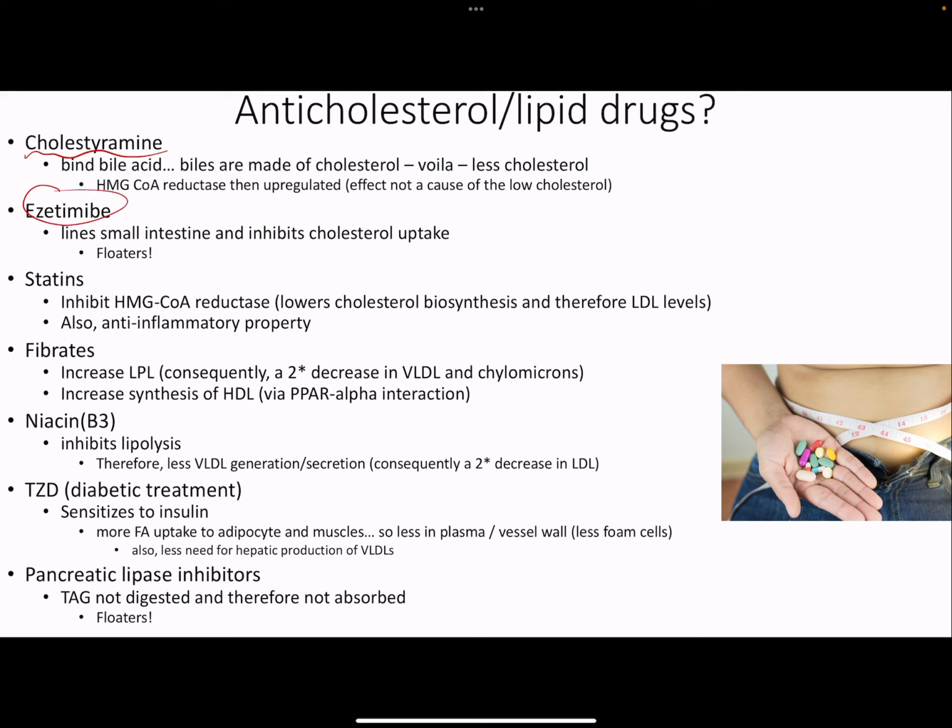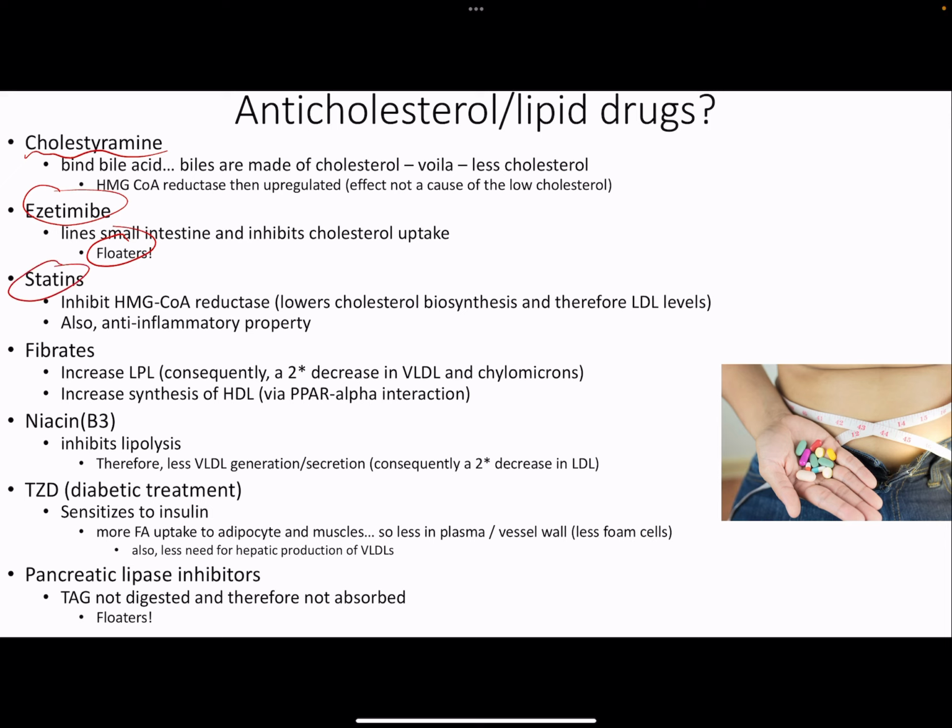Ezetimibe, this is just going to go ahead and line the intestines so that we don't absorb cholesterol in the first place. So this is going to lead to floaters, right? We have smelly, fat, lipid-laden poop, and it's just going to float. It's going to be whitish and kind of yellowish clear.